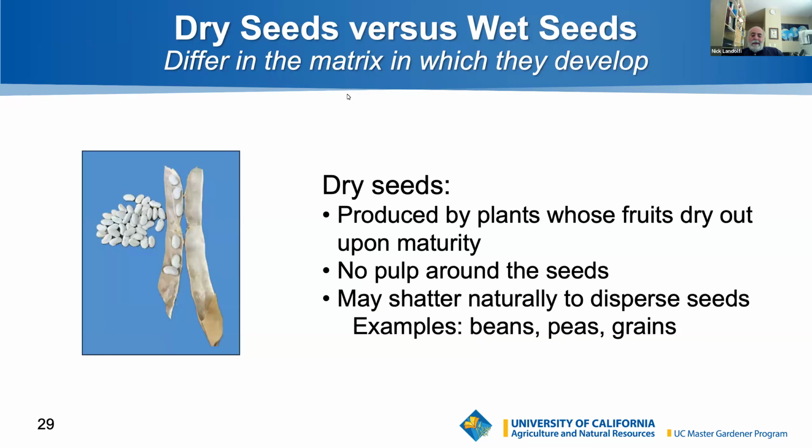Now let's talk about how to save seeds. Seeds can be classified into one of 2 categories based on how they are encased within the fruit or vegetable. These categories are dry and wet. Dry seeds are created by plants whose produce dry out upon maturity. There is no pulp around the seeds, and frequently the seeds are dispersed when the fruit dries out. Examples are beans, peas, grains, and sunflowers.